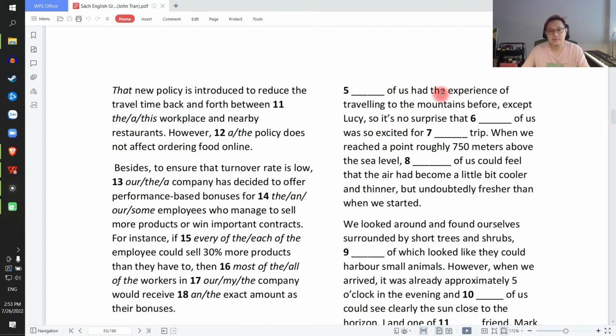None of us had the experience of traveling to the mountains before, except Lucy. So it's no surprise that each of us was so excited for this trip. However, you can say that trip as well. Number 7 can be that trip or this trip, meaning this trip or that trip.